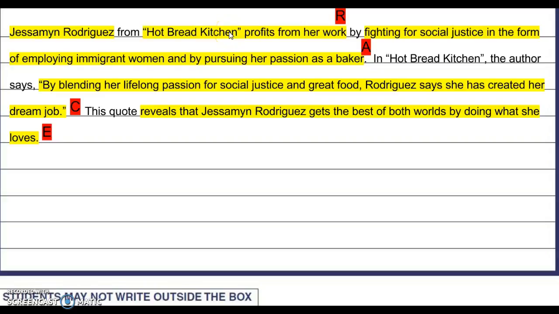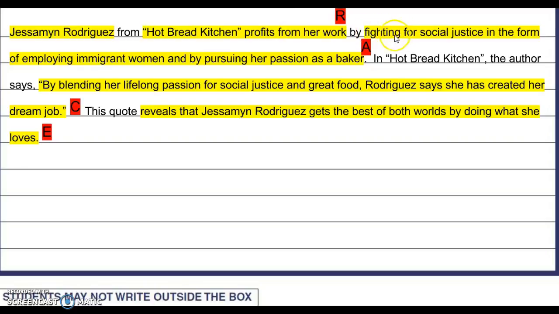Hot Bread Kitchen was in my question. Profits is just another word for benefits. So you could always use a thesaurus to find another word, or just use the word benefits. And then from her work, all of that came from the original question. So all I did was restate the question. Then I have this little word "by," meaning how does she actually do that? So here all I've done is restate. Now I have to answer it correctly.